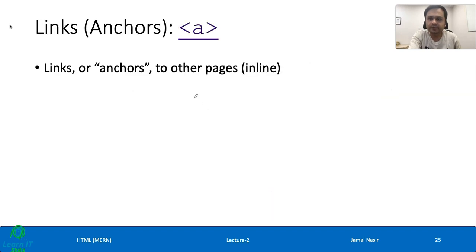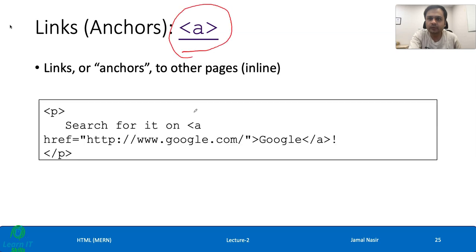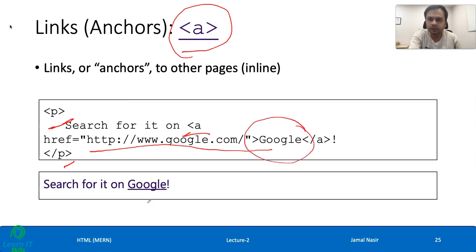We have links, the anchor tag, so we can link other pages. It could be absolute, it could be relative. Here we are putting one paragraph, and inside the paragraph as content we are adding one anchor tag. This is the link that we want to go to if someone clicks on this word Google. So the output would be this, and if I click on this word Google, I will go to this page, which is external.